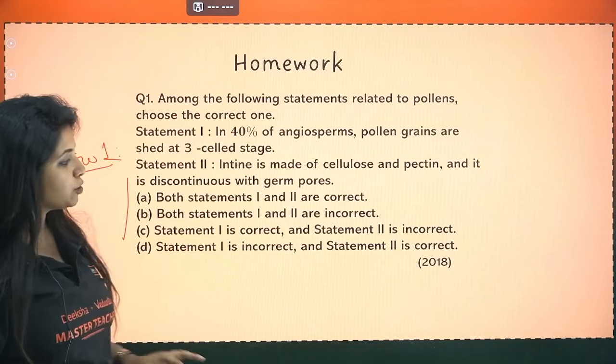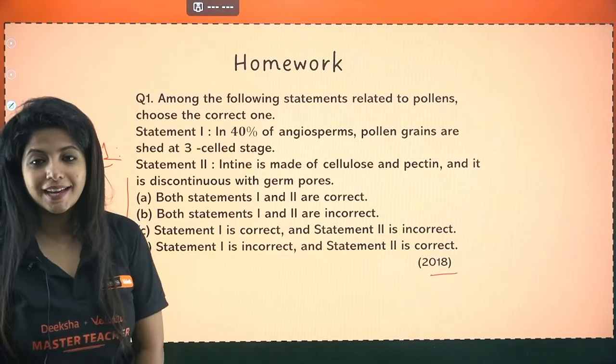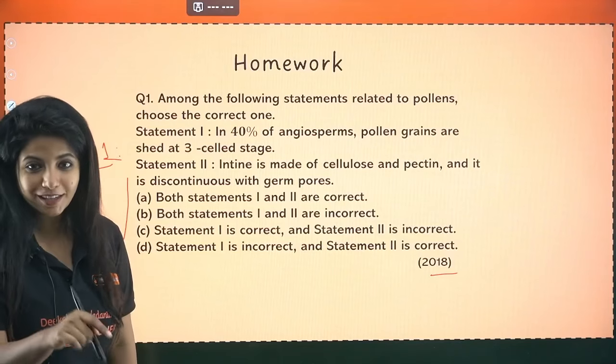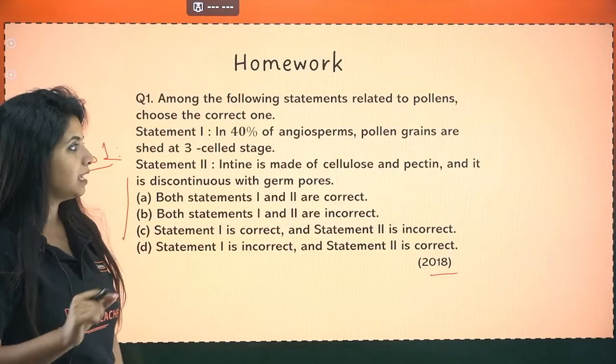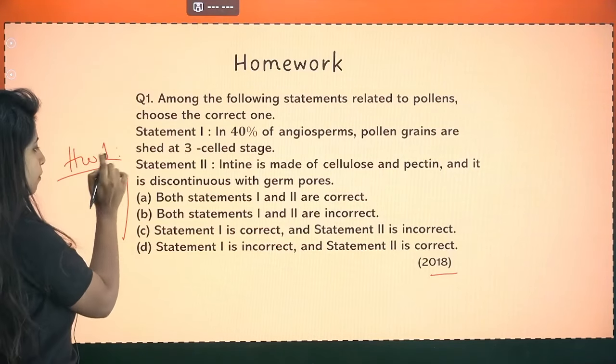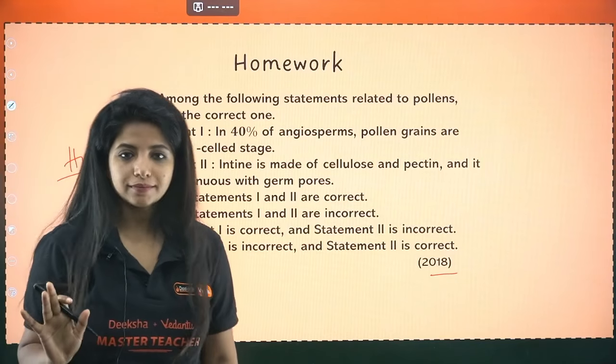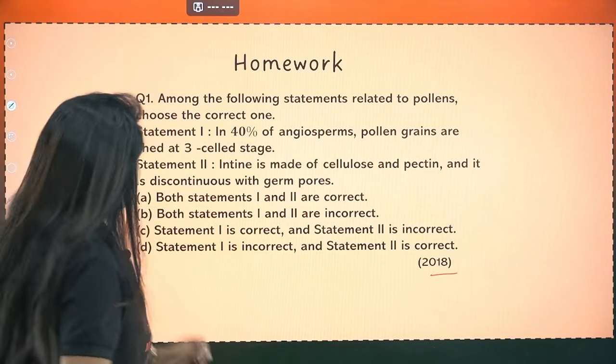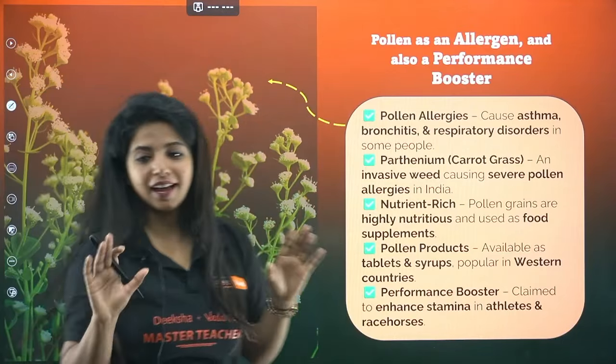Over here you have the options. This came in KCET 2018. Tell me the answers in the comment section below. You can just write A, B, C, D, whatever is the option. Done? Cool? Let's go. So I hope until now it's super clear.